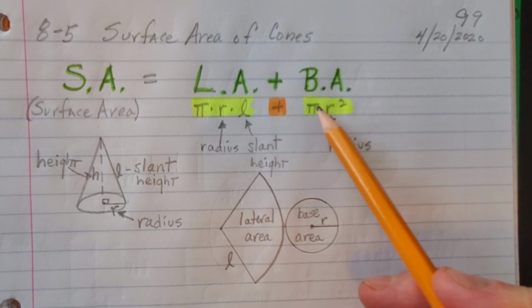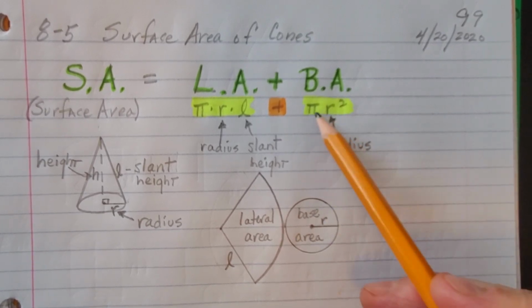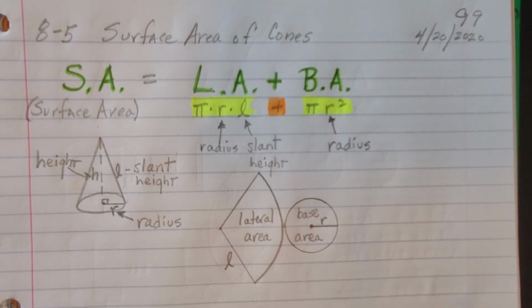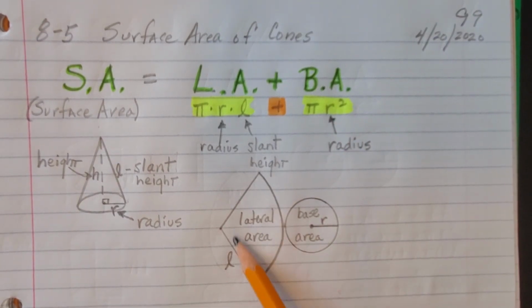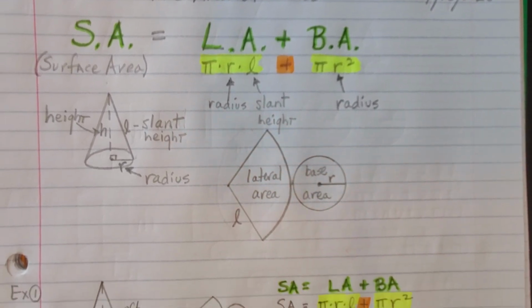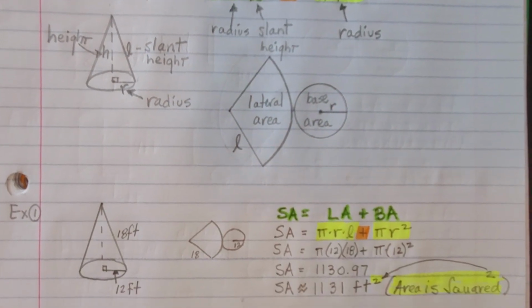Plus you add in the base, and the base is a circle, which the area of a circle is pi r squared. So you just go pi times the radius squared. So that's what it looks like. There's your lateral area, and there's your base area, if you split it apart, which you should have seen on my daily briefing.